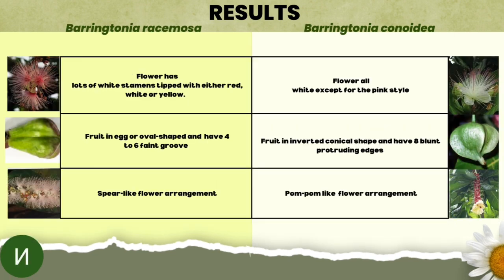And our next sample is Barringtonia racemosa. Barringtonia racemosa has flowers with a lot of white stamens tipped with either red, white, or yellow.